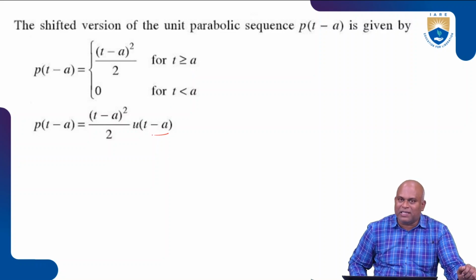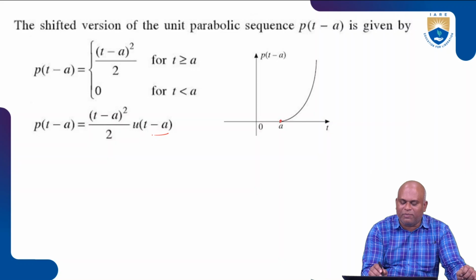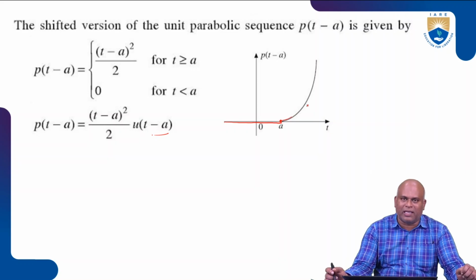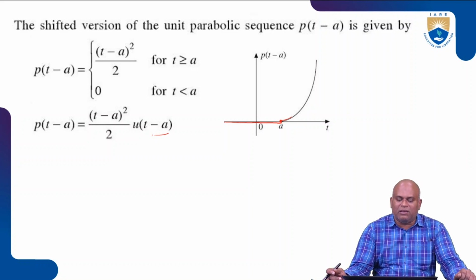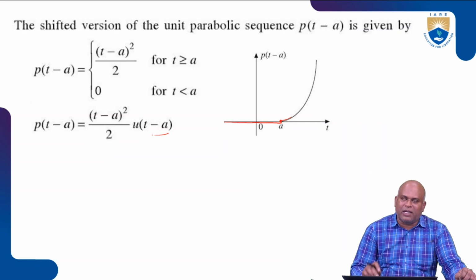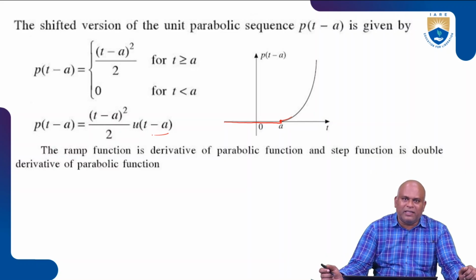The graphical representation of the shifted version of the unit parabolic signal is represented as up to a, the positive integer. Up to a, all the values are 0 on the axis. Then after that, it follows the parabolic shape in the parabolic shifted version of the continuous time signal.